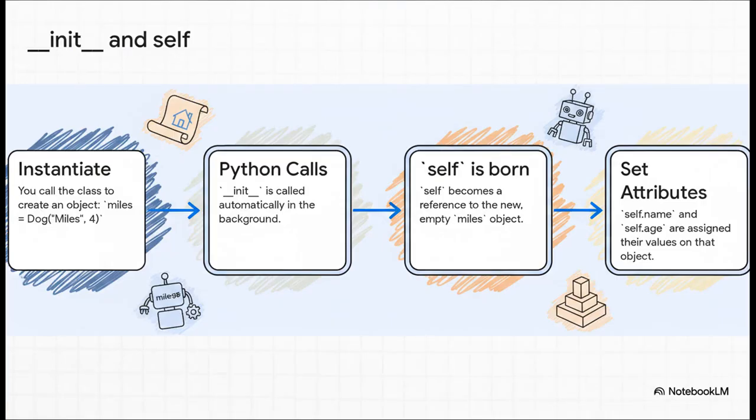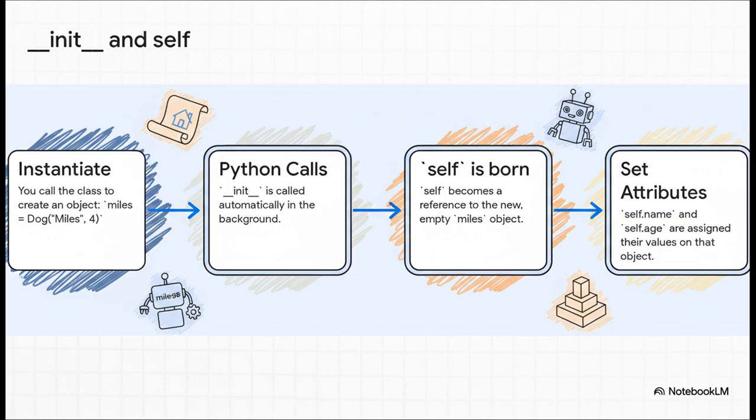Okay, this is so cool because it really breaks down what's happening behind the scenes, especially with that mysterious self parameter. So when you type miles = Dog("Miles", 4), Python kicks into gear. First, it sees you want to build a dog. Second, it automatically calls that __init__ method for you. Third, and this is the key, it creates a brand new empty object in memory and passes it into __init__ as that very first argument, self. Finally, the code inside __init__ uses that self to start attaching the data.